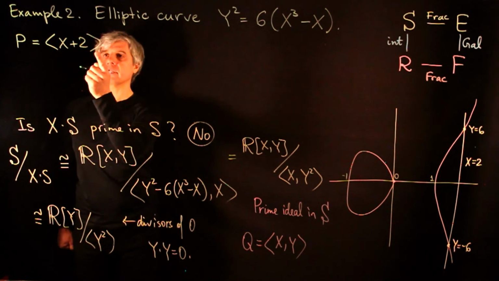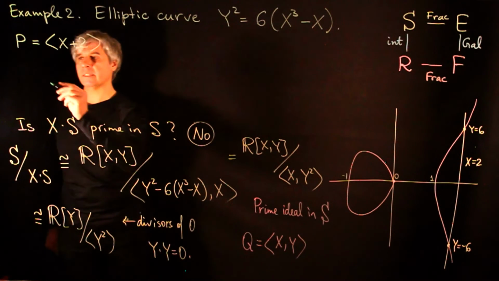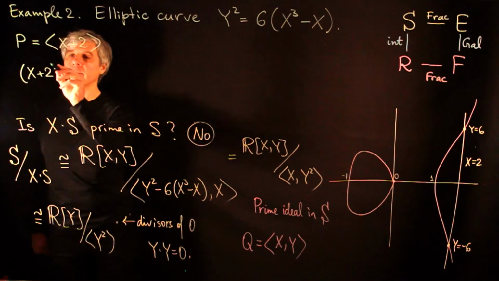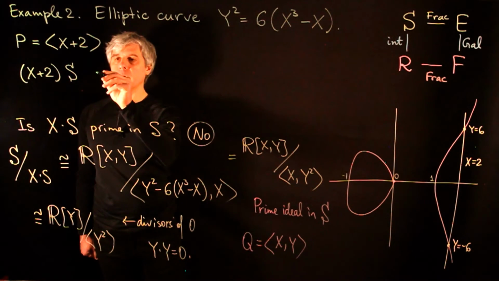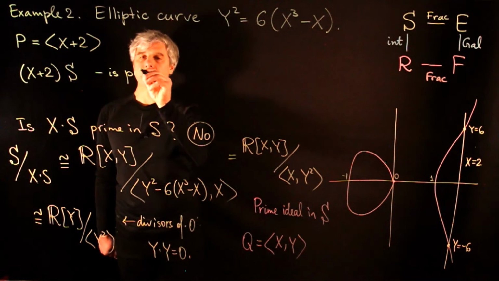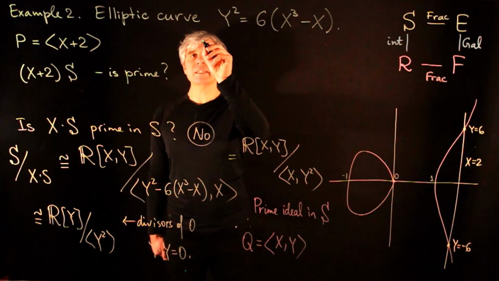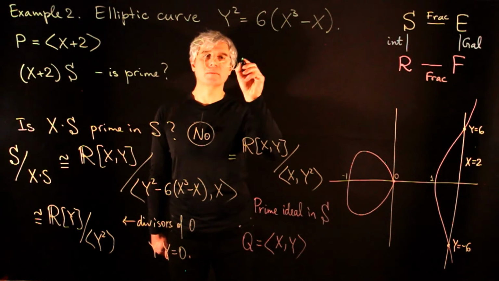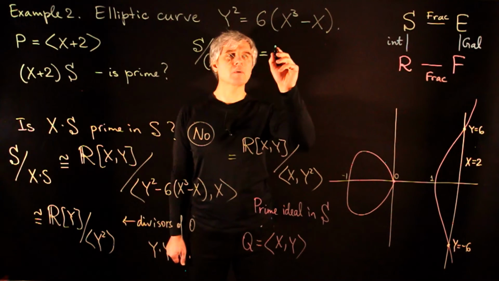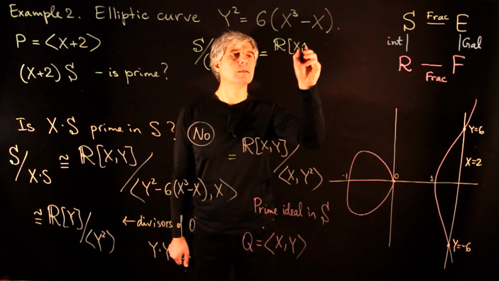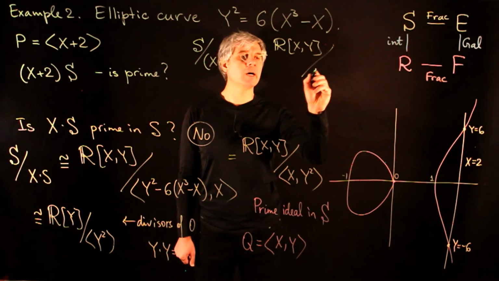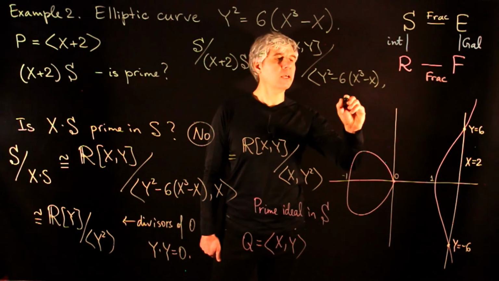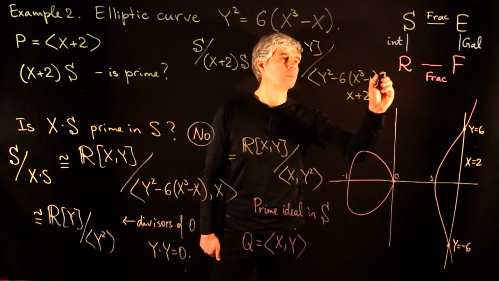And let us lift this ideal to a prime ideal in S. So again, we begin by considering the principal ideal. So we take x plus 2 times S. And we want to answer the question whether this ideal is prime. Let's consider the quotient of S by the ideal generated by x plus 2. So this is the quotient of R of x, y by the ideal generated by y squared minus 6x cubed minus x, and the second generator is x plus 2.